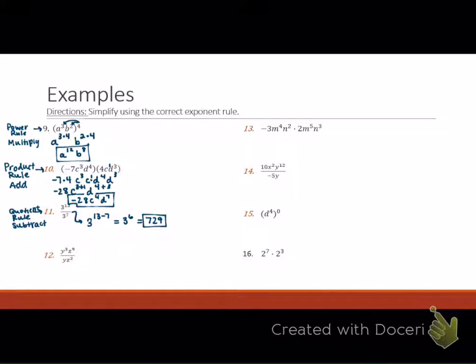Okay, Spencer, what rule is number 12? Yeah, and what does the quotient rule tell us to do? Subtract. Okay, so we have y to the 3rd times z to the 9th over y times z squared. That y has an exponent of what? 3. And the other one has an exponent of?